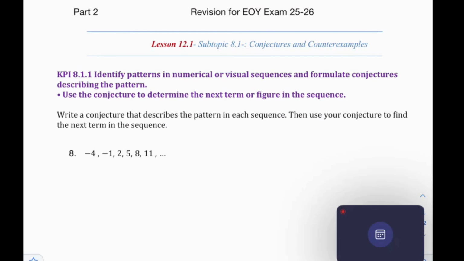First, we are going to start with lesson 12.1, conjectures and counterexamples. In this lesson, we are going to identify patterns in numerical or visual sequences and formulate conjectures describing the pattern. So what is the meaning of conjecture? Conjecture is the description of what has happened here, the conclusion. This is how we deal with the conjecture, and accordingly we can find the next term. If you understand how the sequence is going on, then it's easy for you to find the next term.